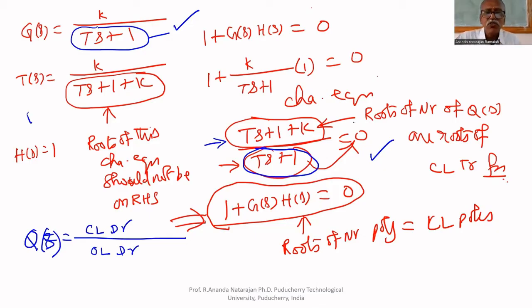Closed loop denominator. Can I say like that? Why? Because closed loop is the characteristic polynomial. The numerator is the characteristic polynomial. That's why it is nothing but the closed loop denominator. That is the characteristic polynomial. So Q of S has its numerator as the closed loop denominator, and its denominator is the open loop denominator, the open loop transfer function denominator.